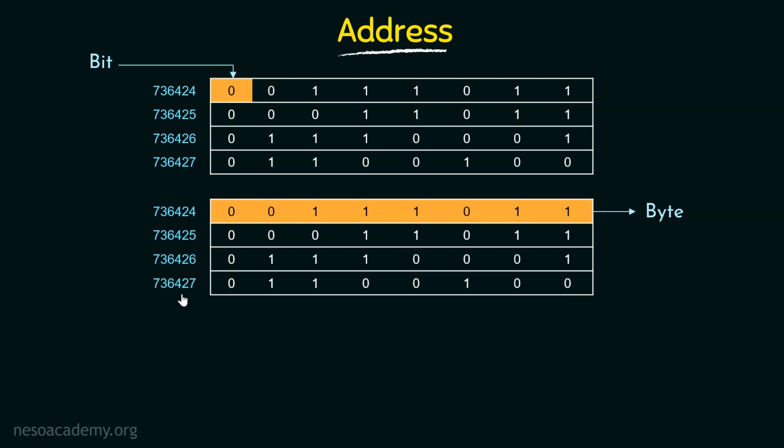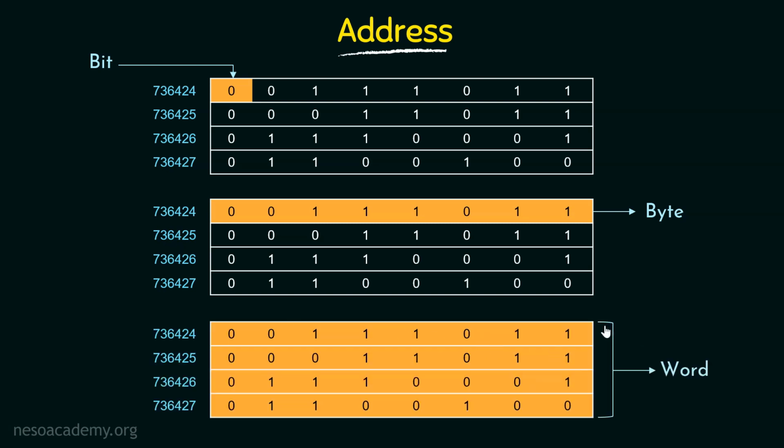And if we say word, what is word? If it is 32 bits considered as a word, then this entire thing from this 0 till this 0, the entire thing is considered as one word. So with this, I hope you have understood how we are dividing our bits into bit, byte, and words.